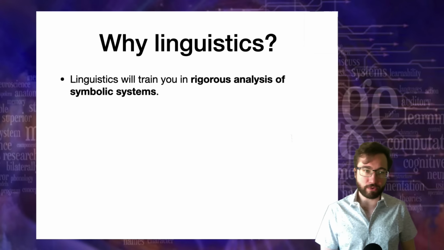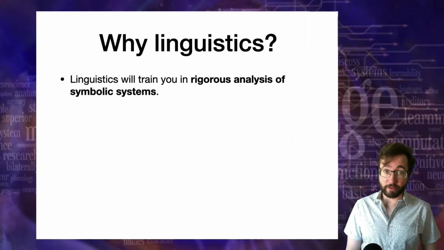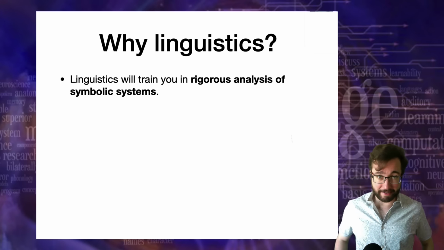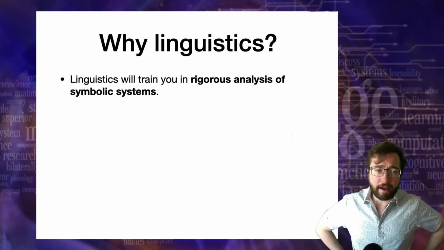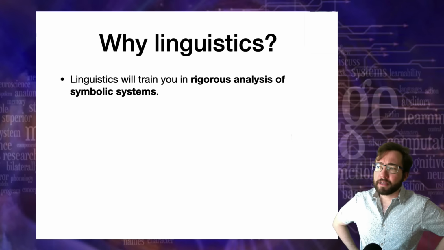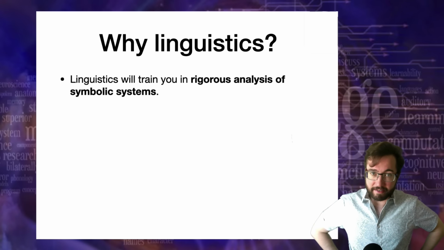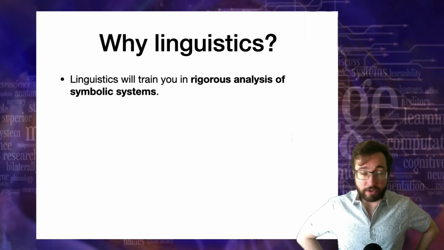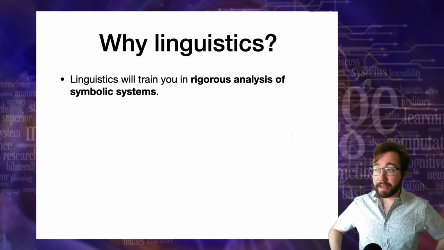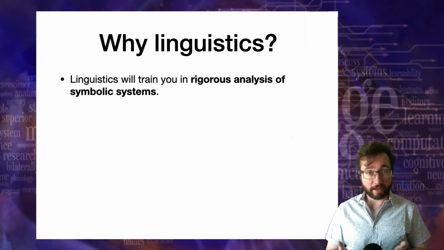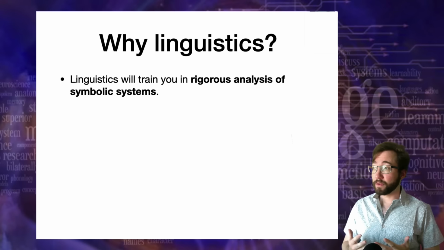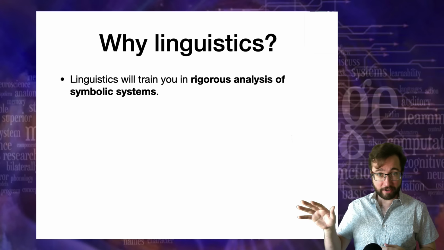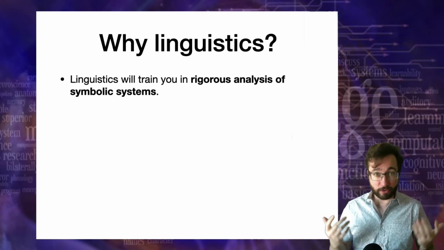Linguistics is also going to train you in the rigorous analysis of symbolic systems. And we're going to cover later on what exactly is meant by symbolic systems. But the key thing here is that language is enormously complex. You probably don't realize this because we use language so intuitively, so fluently, and so automatically, we don't realize how complex it is. We're like fish in water. So fish swim in water. The water is the environment they're in. To some extent, we think they don't even notice the water.